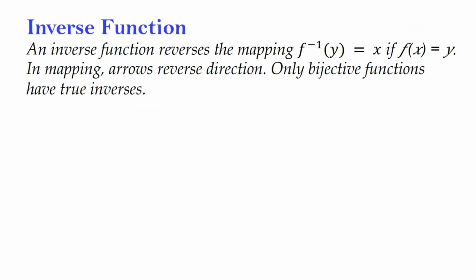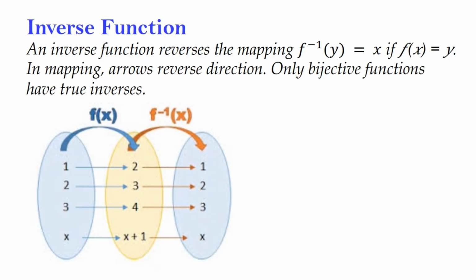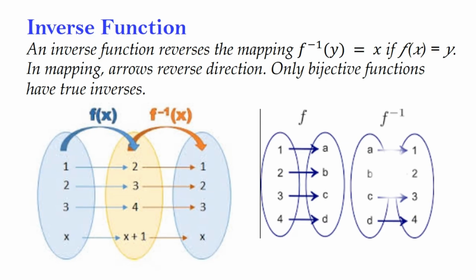An inverse function undoes the operation of the original function. If f(x) = y, the inverse function satisfies f⁻¹(y) = x. In mapping, this means that the direction of the arrows is reversed. Outputs become inputs, and vice versa. True inverses only exist for bijective functions, as they must be both injective (one-to-one) and surjective (onto), ensuring a unique, reversible mapping.